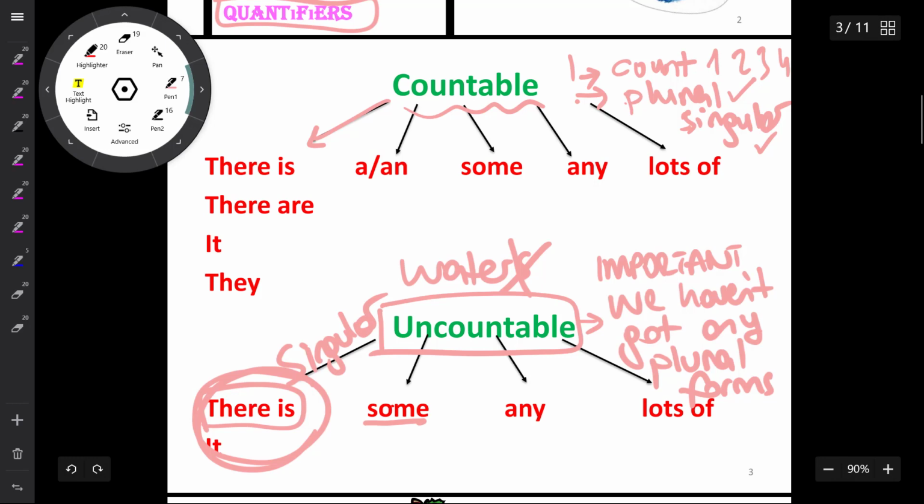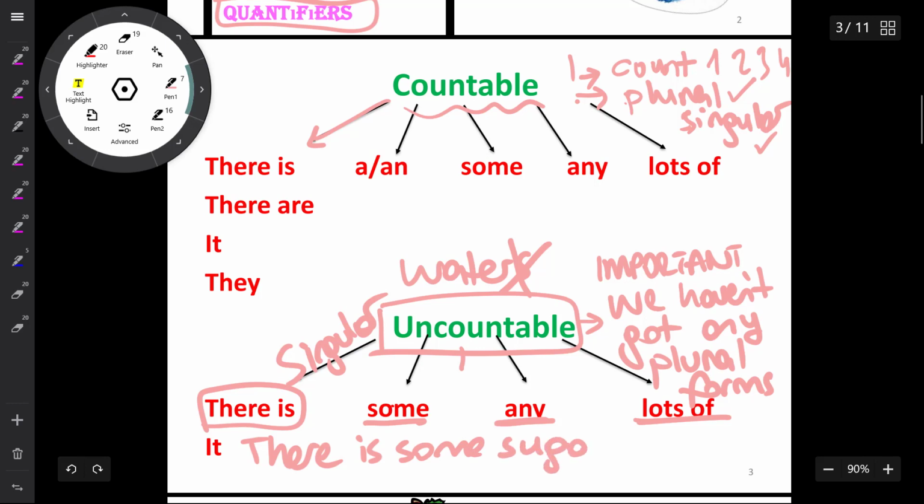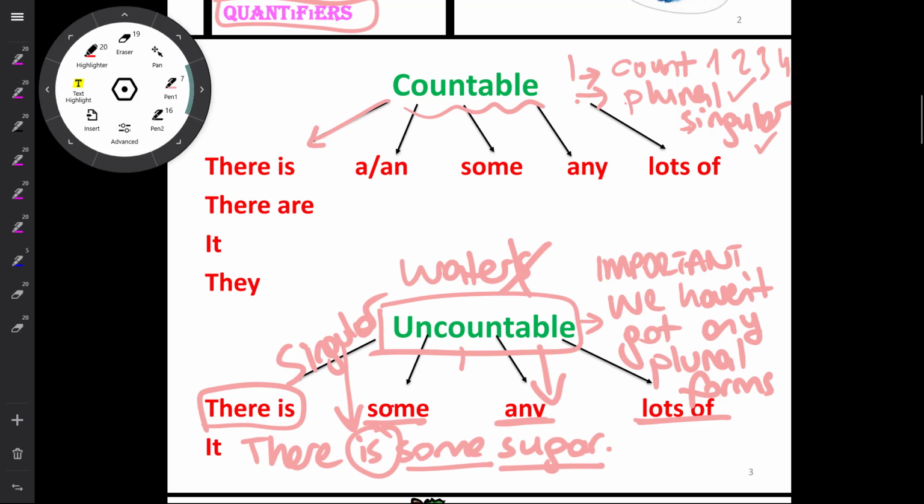Some in the sentence with the singular form. Any, of course, singular. Lots of, singular. Why? Because uncountable nouns haven't got any plural forms. Because of that, we use singular forms. It is so important. Let me give you some examples. There is some sugar. Okay, let's look. Sugar, uncountable. Some, quantifier. And this one is singular. Why? Because with sugar we cannot put s, we cannot make the plural form. That's it.